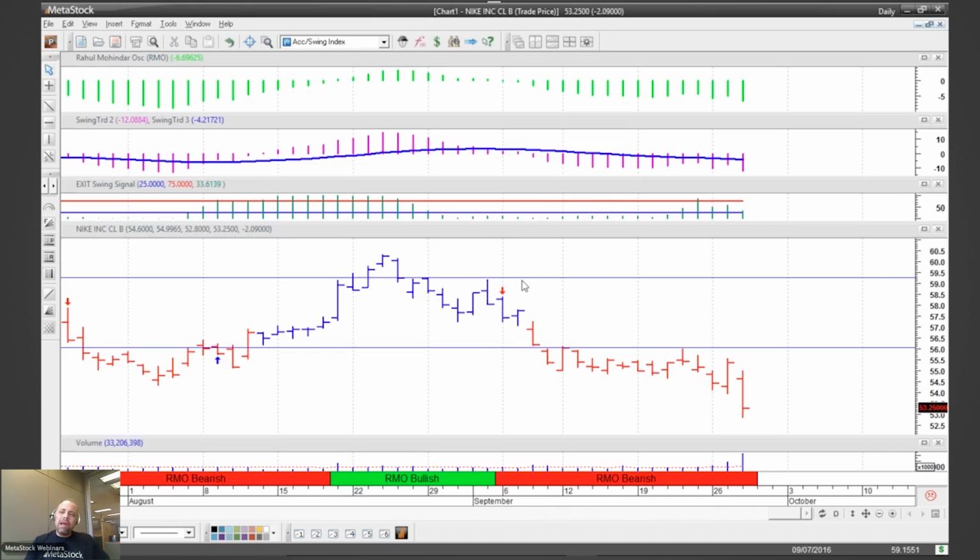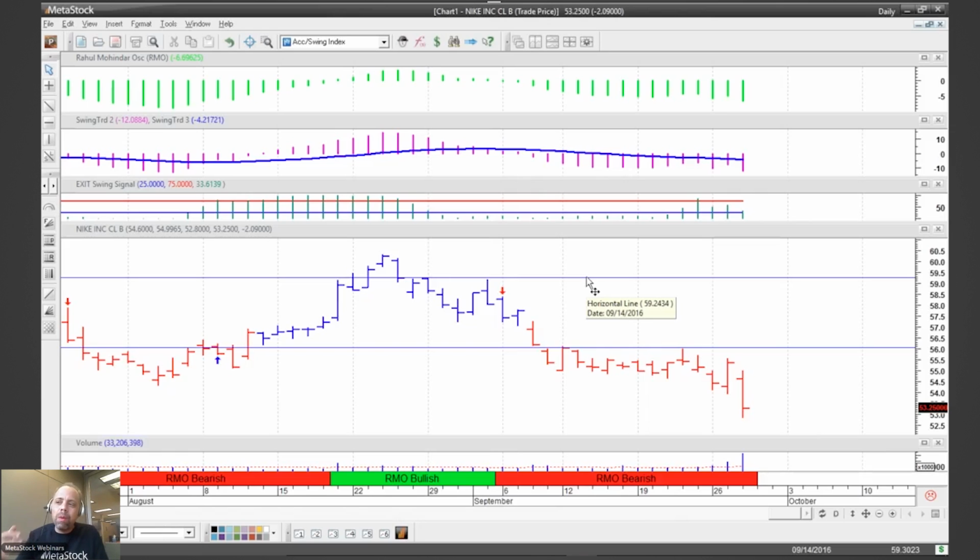So what I'm going to say is, if Nike goes down below 56.06, I'm going to go short. If I take that short position, the most I'm going to let it go before I exit my trade is 59.24. Go ahead and write that number down, which is about $3.20 of risk.